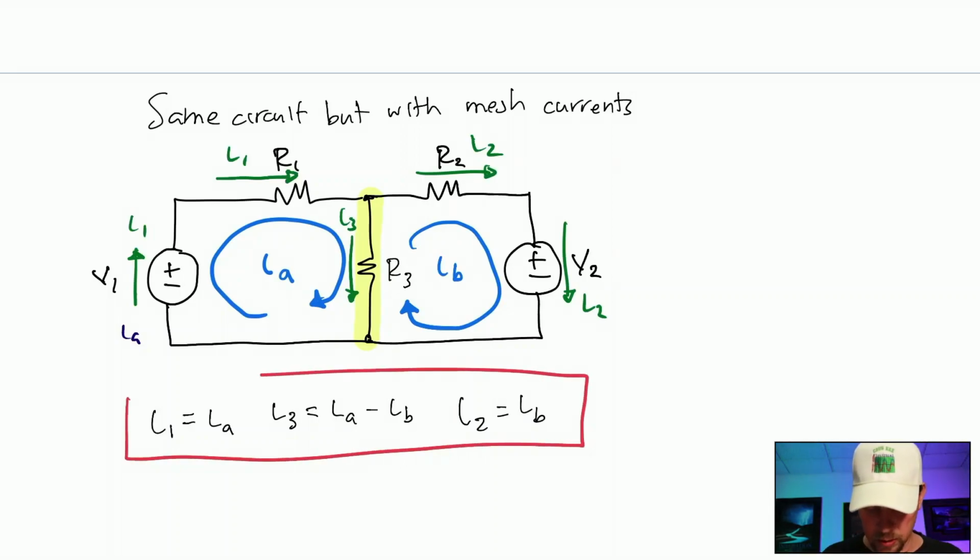So in this particular case, the mesh currents and the branch currents that we've defined, there is a relationship between the two, right? But they are different, right? And we'll see in the next few videos how these can be used to great effect in order to solve and analyze circuits.